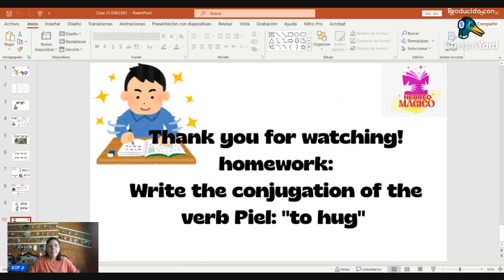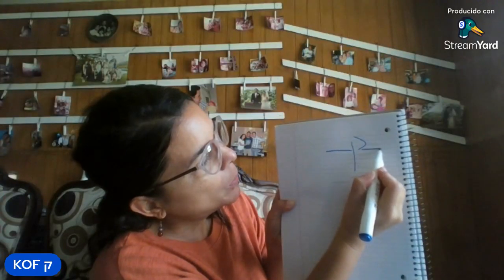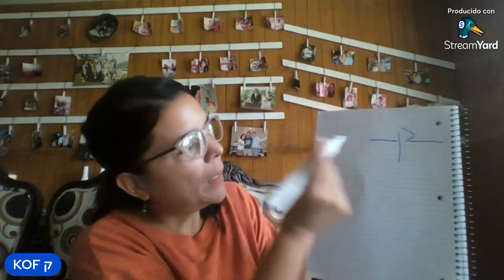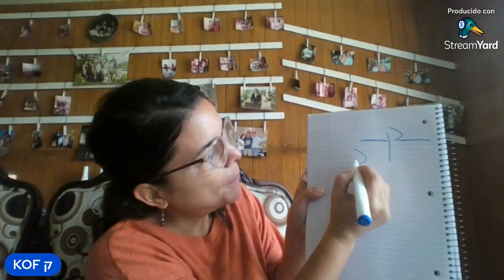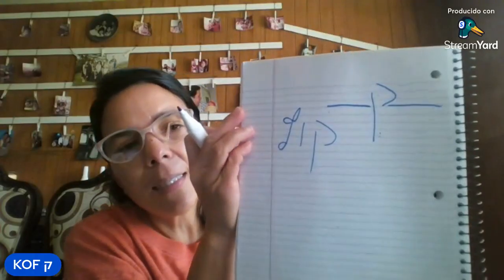Please, homework, it's very important. Write the conjugation of piel. And we are going to write the letter. This is very simple. Let's do KOF. This is the line of our notebook. It needs to go down. For example, if I write monkey, it will be like that.